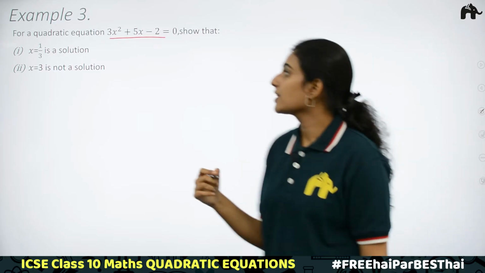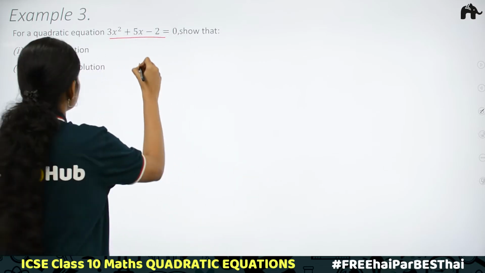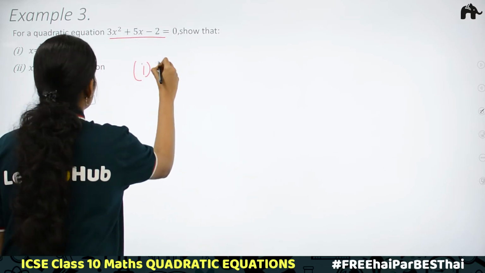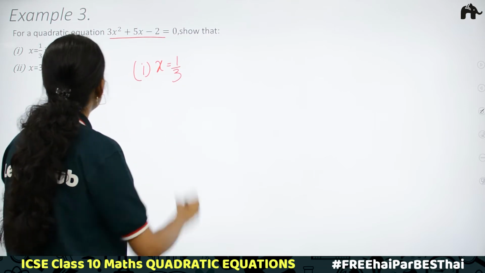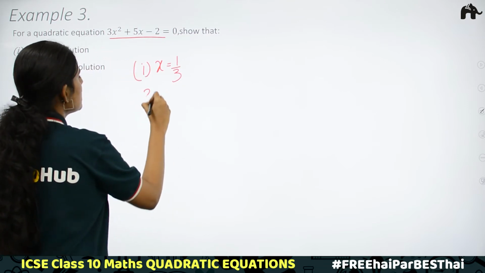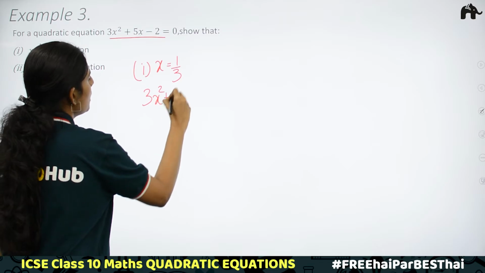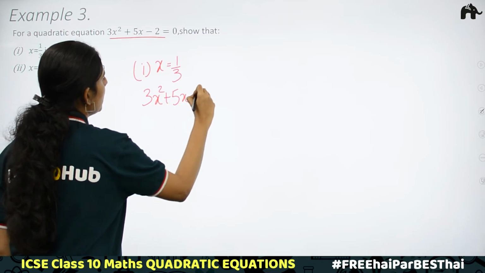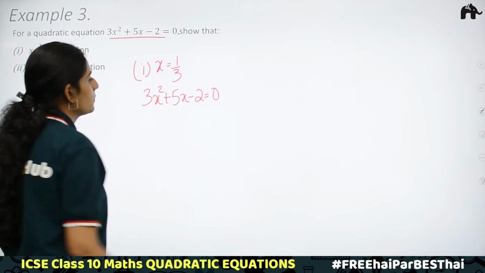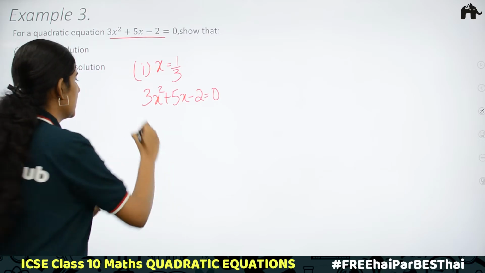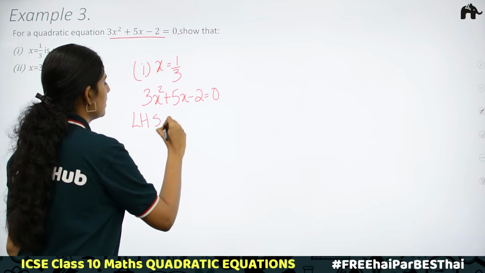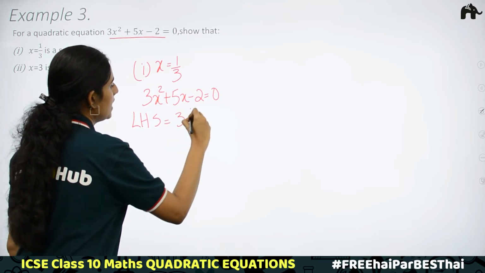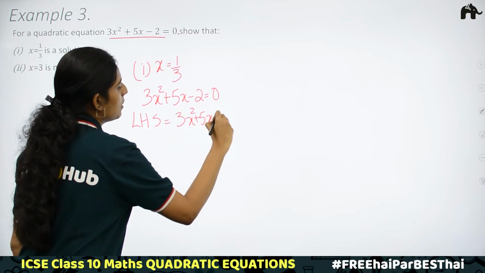Let's try. The first one, x is equal to 1 by 3. The given quadratic equation is 3x square plus 5x minus 2 is equal to 0. Take the LHS. On the left hand side, we have 3x square plus 5x minus 2.